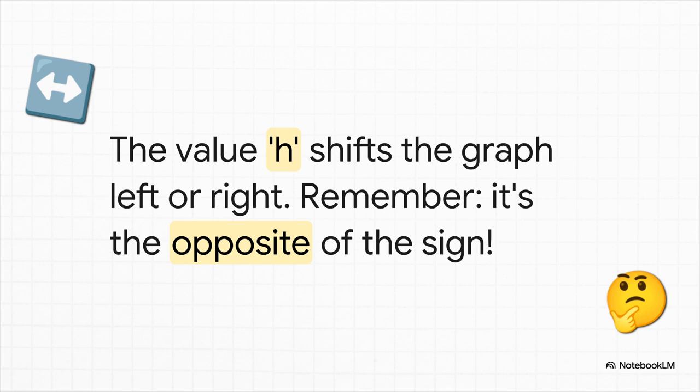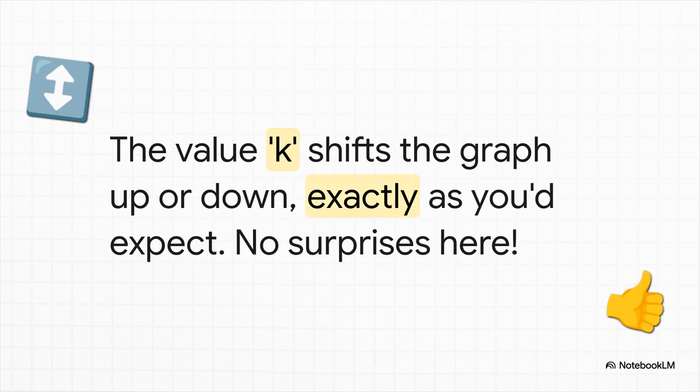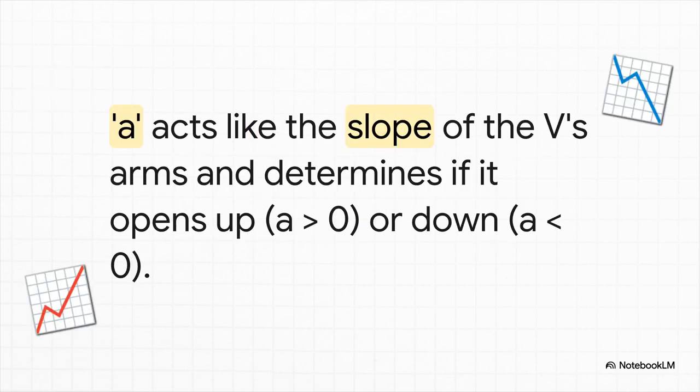You just got to remember, it's the opposite. Thankfully, K is your best friend. It's totally straightforward. It handles the up and down shift. A positive K moves the graph up, a negative K moves it down. It does exactly what you'd expect it to do. Easy. And finally, we have A.